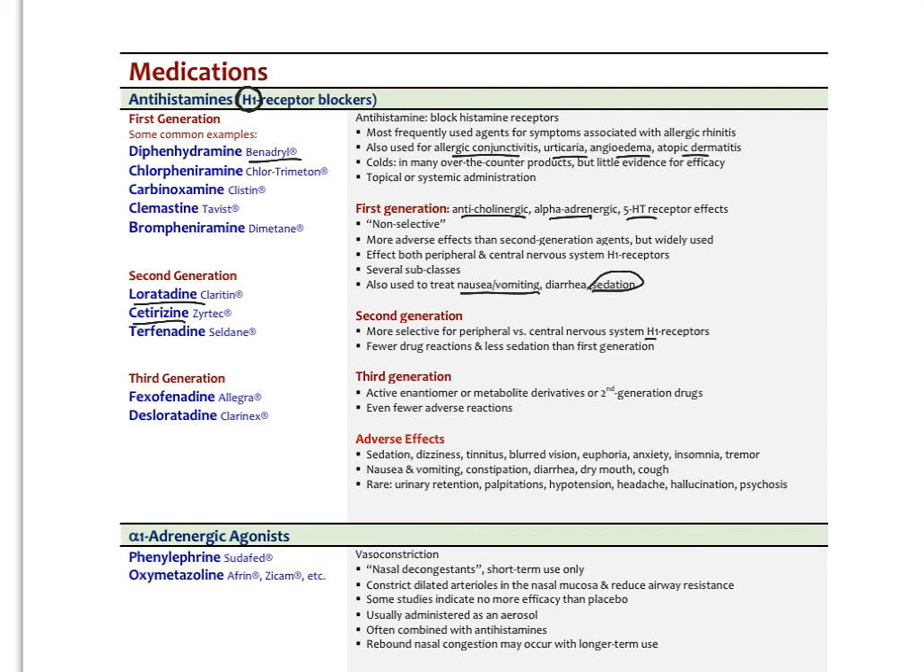Again, all of them have some degree of sedation, maybe dizziness, tinnitus, blurred vision, anxiety, and so forth. Nausea, vomiting, all your anticholinergic symptoms, again, more prominent in that first generation. Rarely, one anticholinergic symptom could be urinary retention, because you actually need your parasympathetic nervous system to allow urination to occur, and to contract the muscle in the bladder that squeezes the urine out. So if you block that, you might get urinary retention, again, palpitations, very low blood pressure, even hallucinations and psychosis have been reported with Benadryl. So that's just something to know about there, but again, these are very commonly used agents.